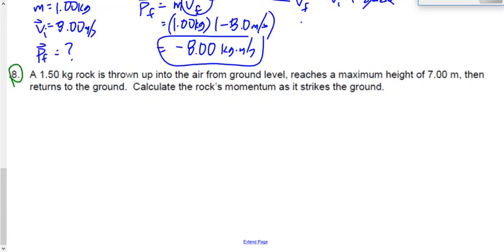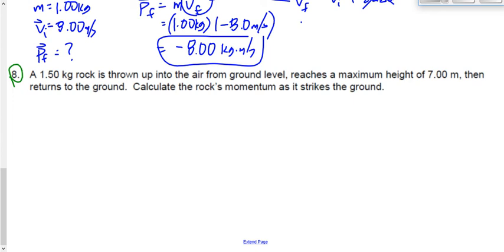Number 8. This one is close to the same, right? The wording of this is close to the same. It says the 1.5 kilogram rock is thrown up into the air from ground level, reaches a max height of 7 meters, then returns to the ground. What's the rock's momentum as it strikes the ground?